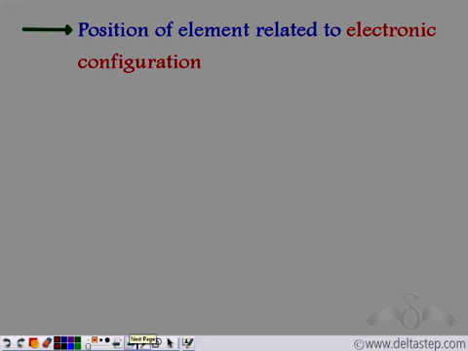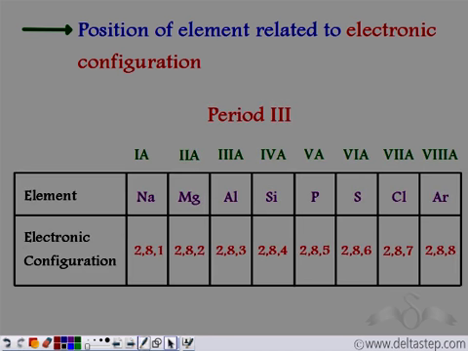Further, the position of an element is now related to its electronic configuration, which is a very important property of elements. So let's see. Any element, say aluminium, if we know its electronic configuration, we know it has 3 shells, therefore it belongs to period 3. We know it has the number of valence electrons 3. That means it belongs to group 3A. So just by knowing the electronic configuration of the element, we know the exact positioning of the element in the modern periodic table.